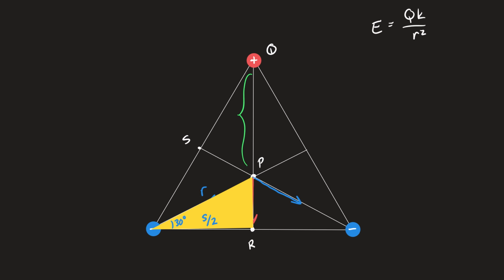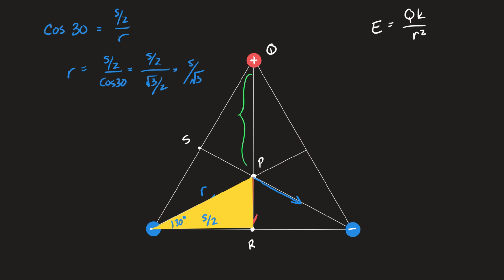I see a 30, 60, 90 triangle here, but I'm going to go the long way. Cosine 30 equals S halves over R, so R equals S halves over cosine 30. My recollection of trig is that cosine 30 is root 3 over 2. So S over 2 over root 3 over 2 is S over root 3. We all good?